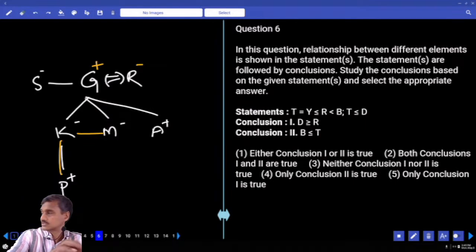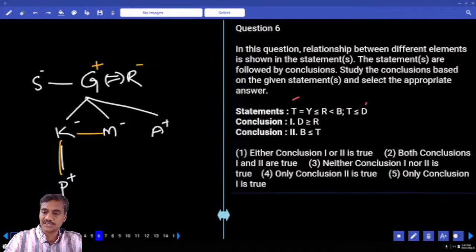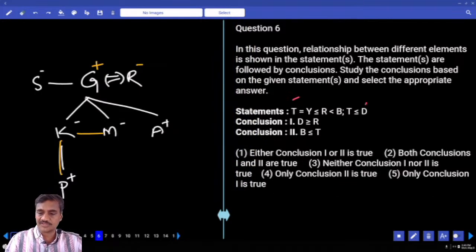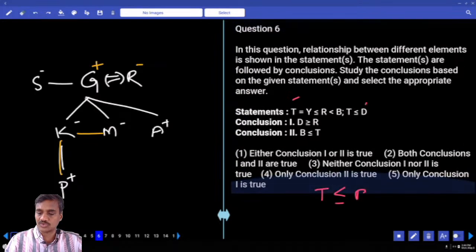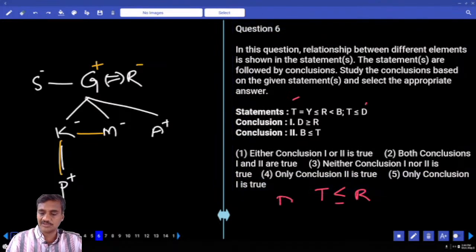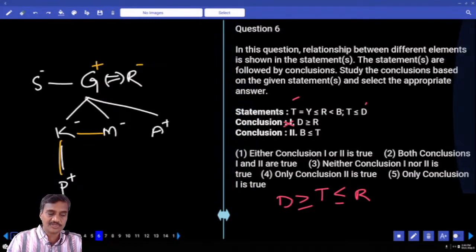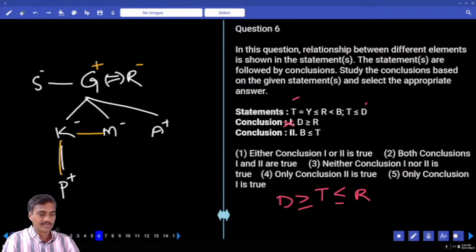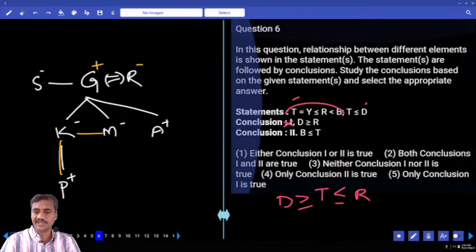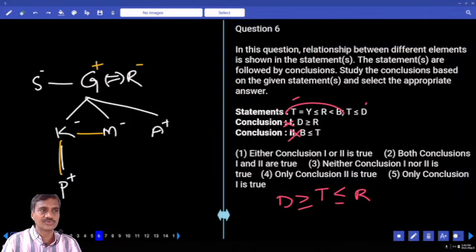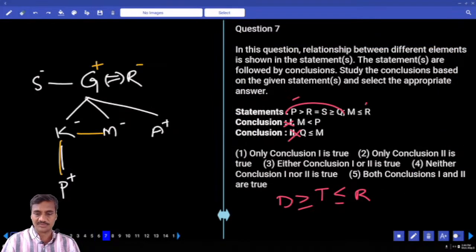Then 6 onward. Now in this, D and R, T is here, D is here. Which element is common? T itself is common. T lesser than or equals to R. T lesser than or equals to D means D greater than or equals to T. Now between D and R, opposite symbol, no relation. Then next one, B and T. T lesser than B, equal to T is false. And so what is your answer? Neither 1 nor 2, choice 3, question number 6.